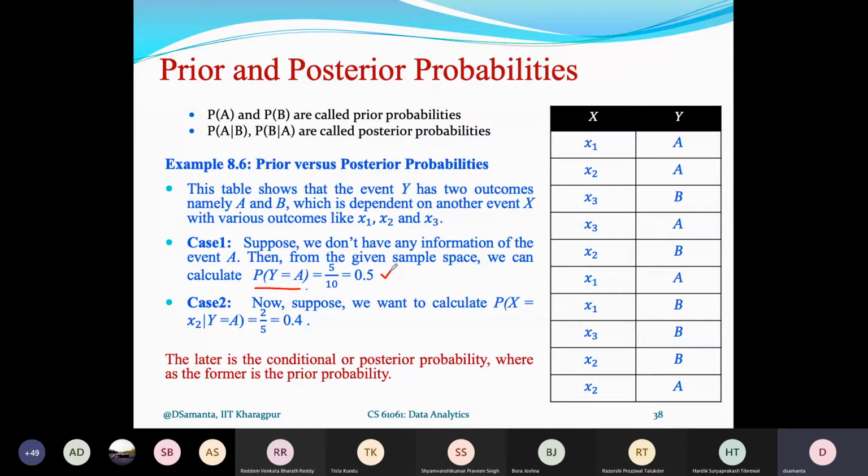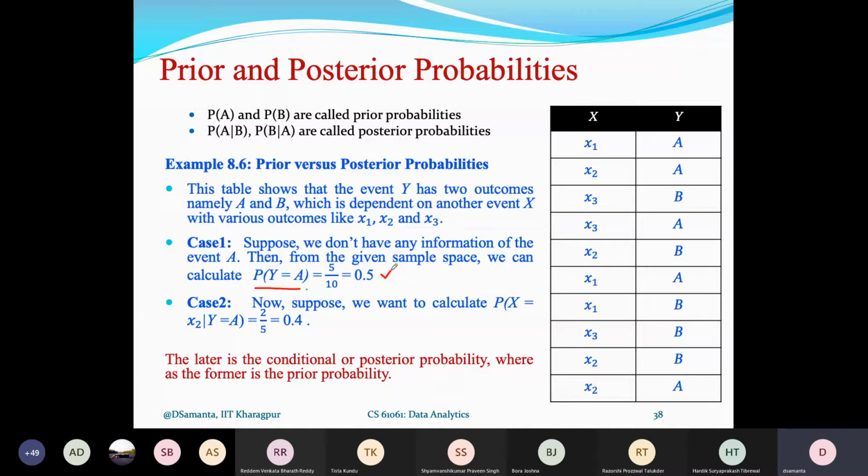So P(x = x2 | y = a) means the attribute value is x2 given that y equals a. This calculation is very straightforward. From here, we first have to note down how many records there are for which y equals a. We can see there are 5 records.